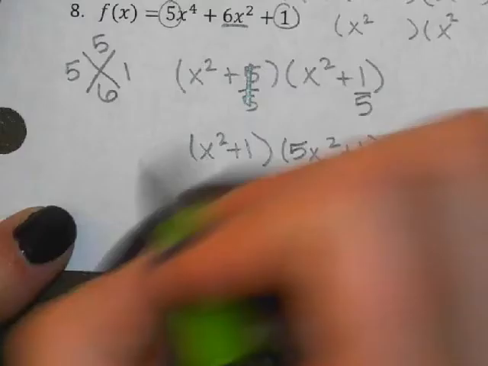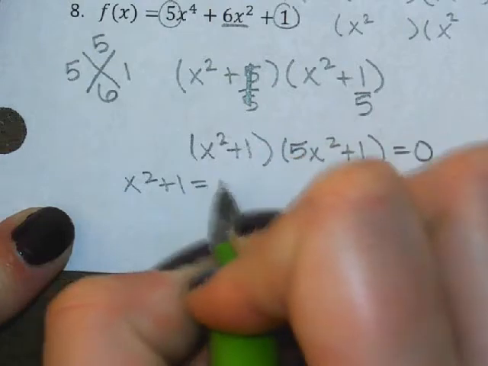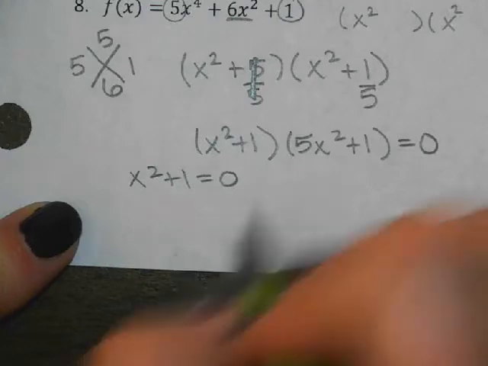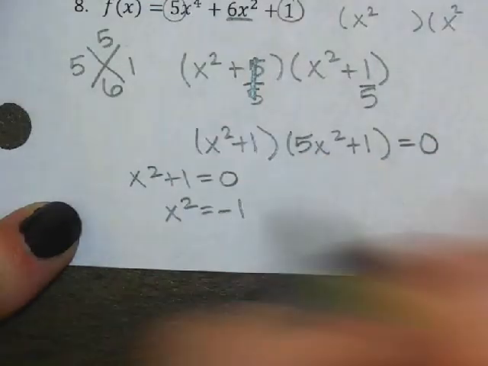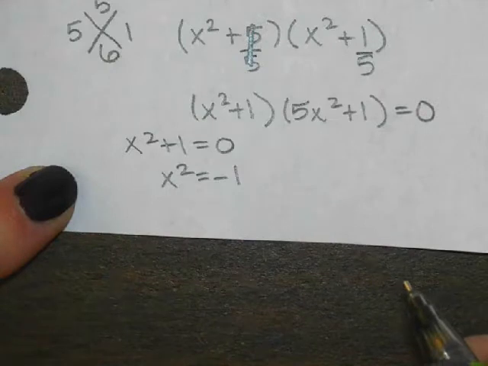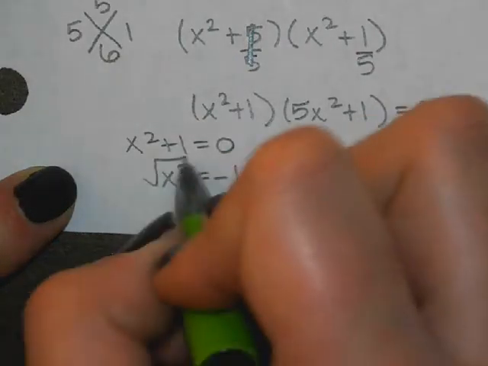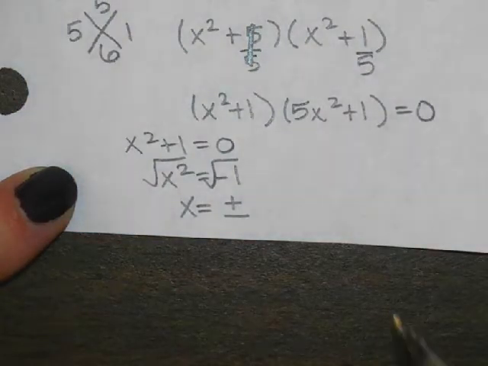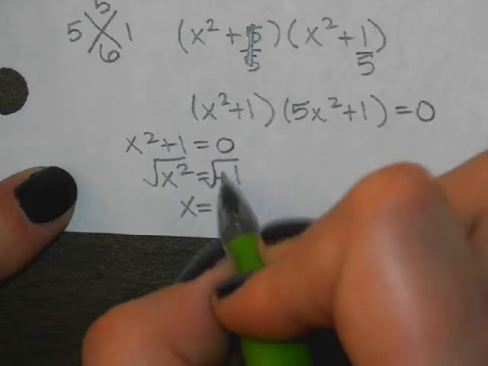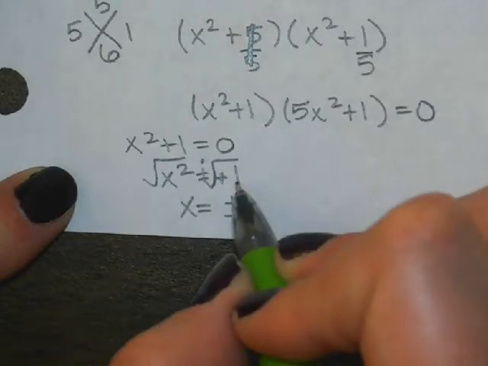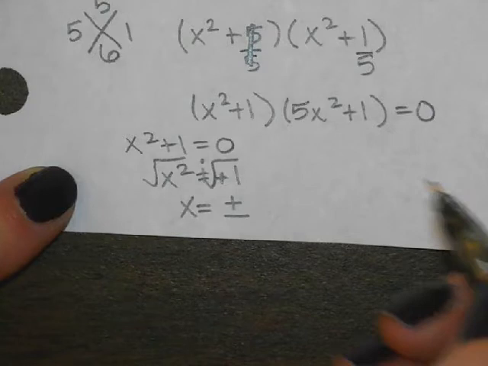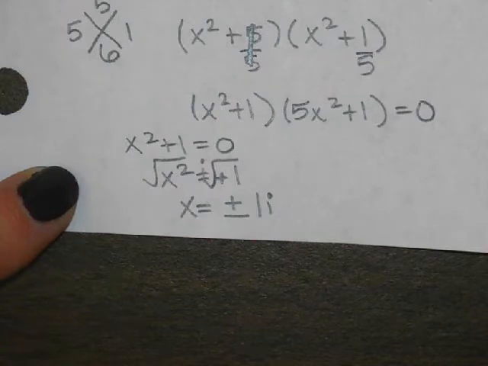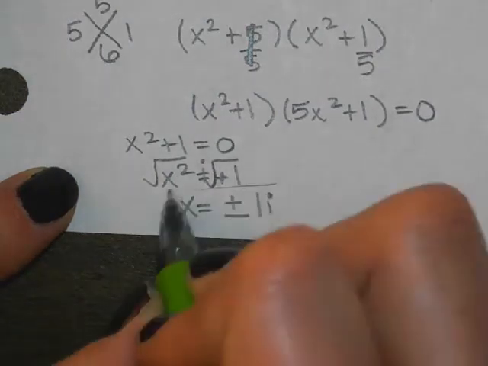So I'm going to say x squared plus 1 equals 0. And what should I do? Minus the 1. So x squared equals negative 1. And then what should I do? Square root. So x equals plus or minus i. Right? So I see that negative with the 1. I'm going to make that an i in the front. The square root of 1 is just 1. So we have plus or minus. You can write i or you can write 1i. Either way you write it is totally fine. So there's one set of answers.